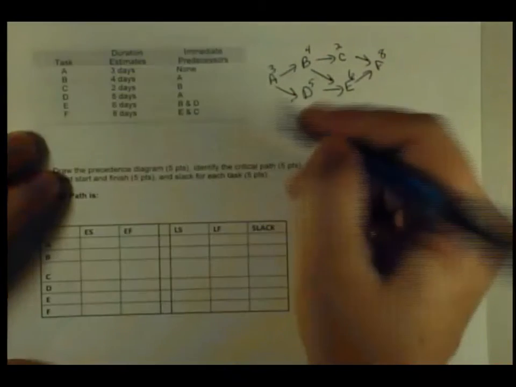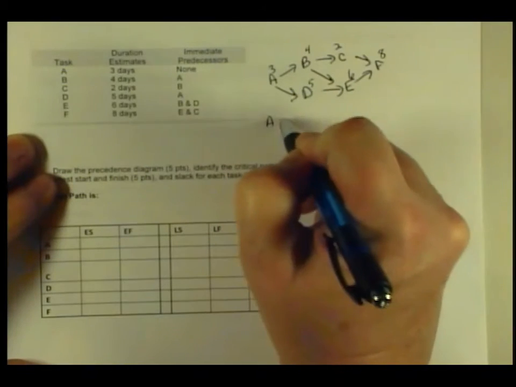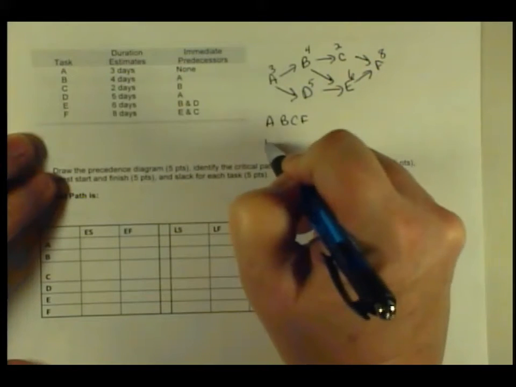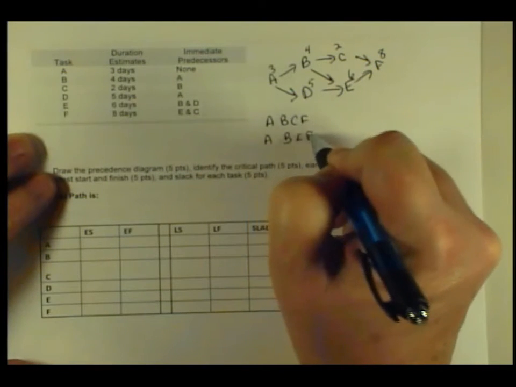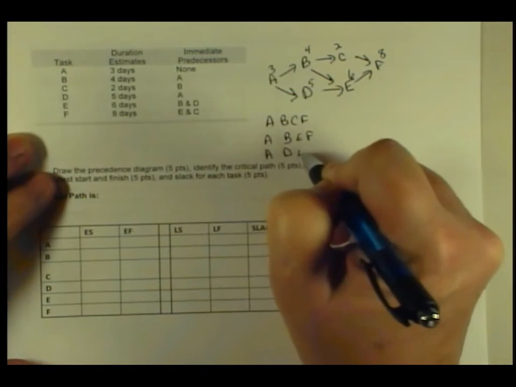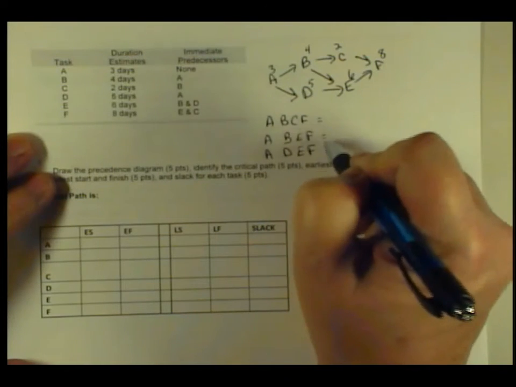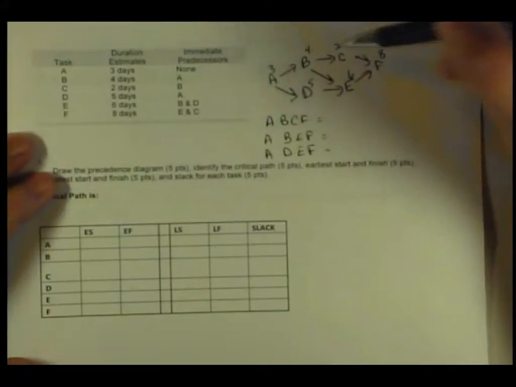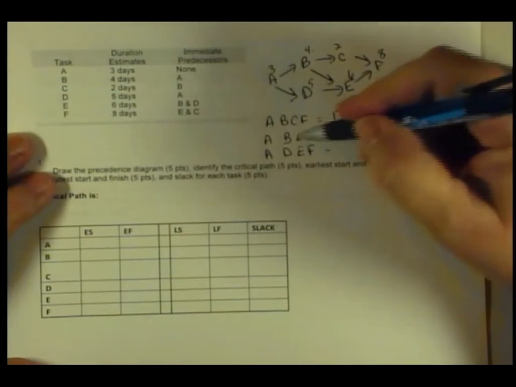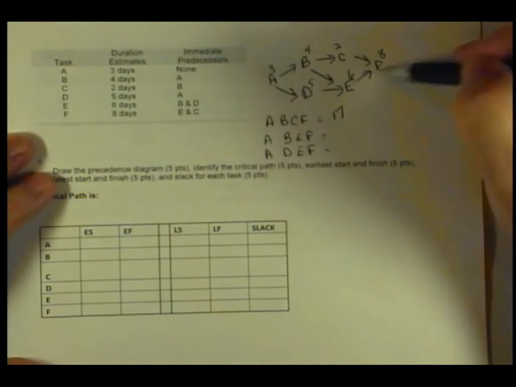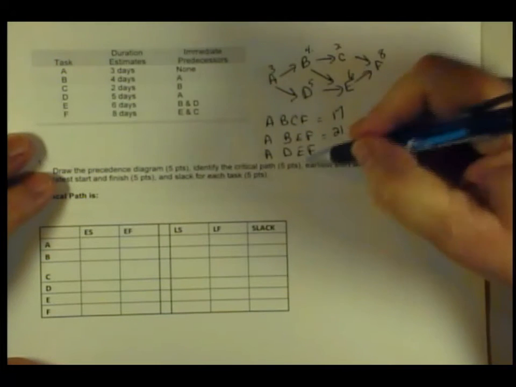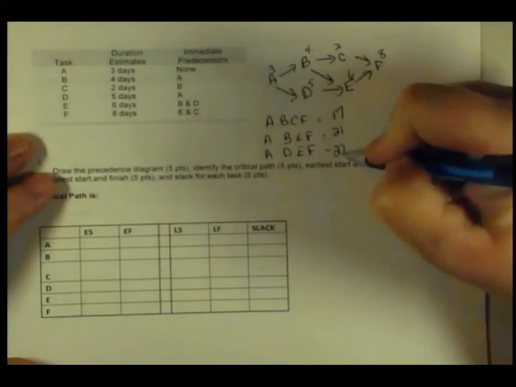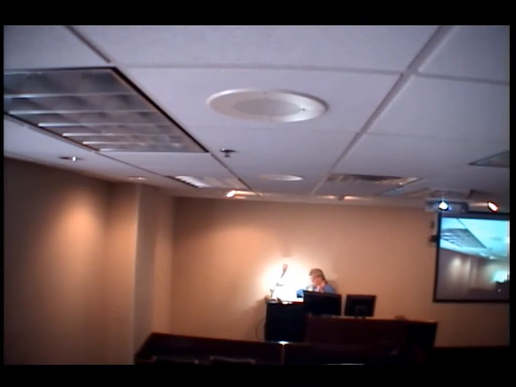And so what I need to do to find the critical path is identify the 3 paths: A, B, C, F; A, B, E, F; and A, D, E, F. And so those are my 3 paths. A, B, C, F: 3 plus 4 is 7, plus 2 is 9, plus 8 is 17. A, B, E, F: 3 plus 4 is 7, and 6 is 13, and 8 is 21. And A, D, E, F: 3 and 5 is 8, 8 and 6 is 14, and 8 is 22. So we would say then that A, D, E, F is our critical path.